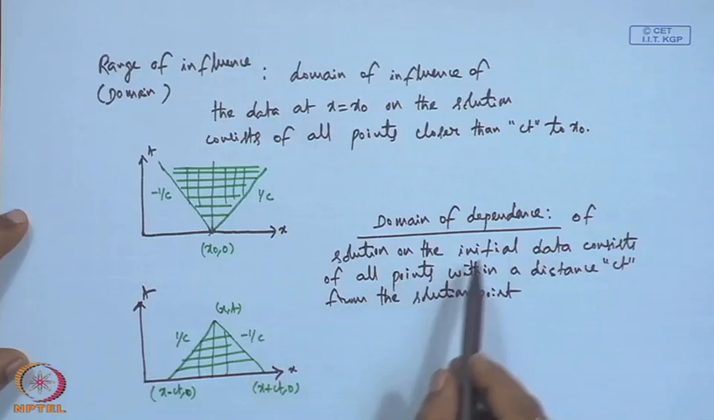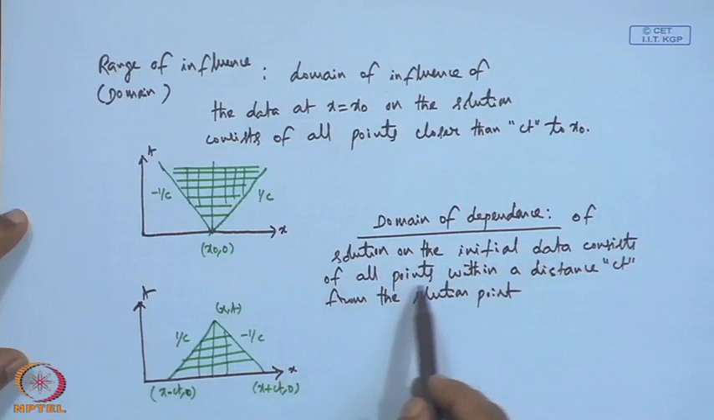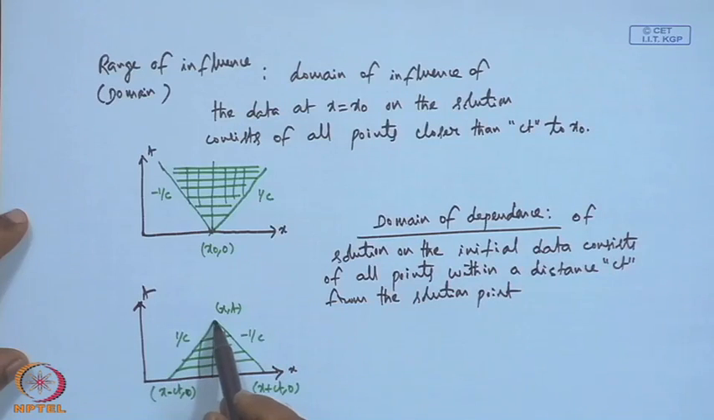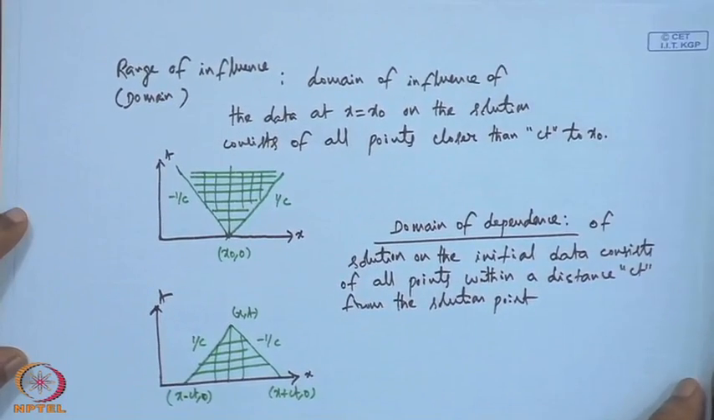This is the domain of dependence of the solution on the initial data. It consists of all points within a distance ct. So, the solution depends on the initial data within this range. These are a few important remarks about the wave equation. Now let us proceed to the finite difference schemes.